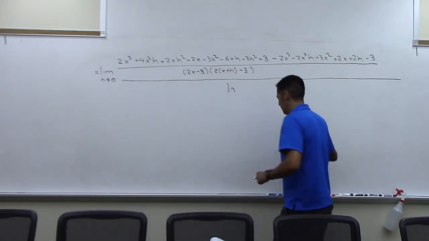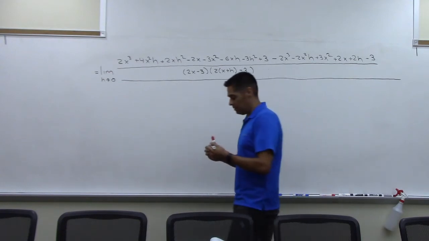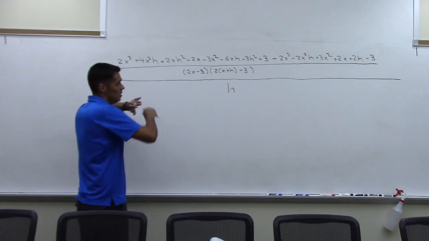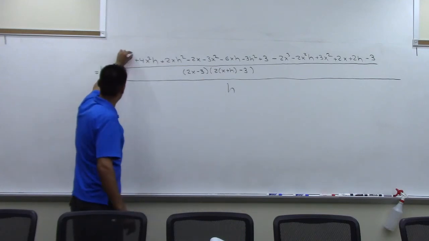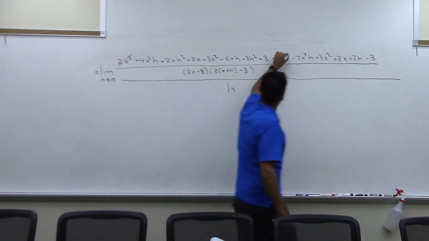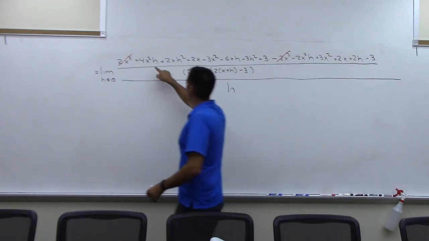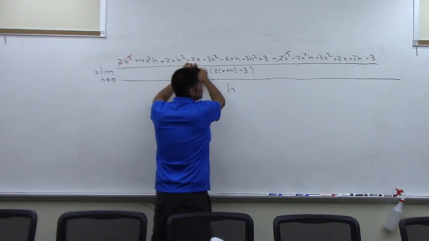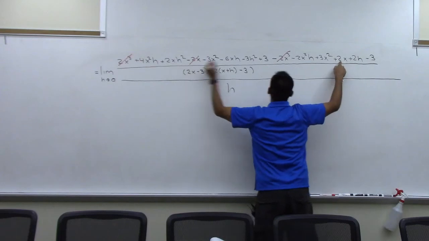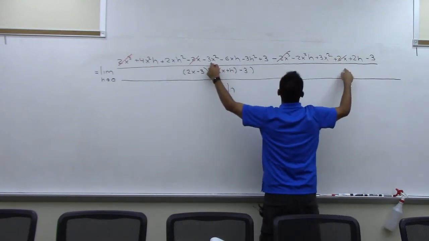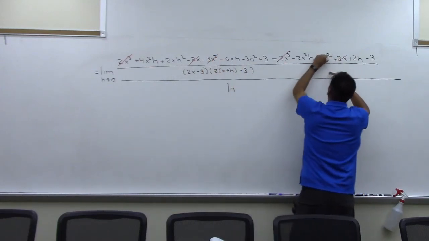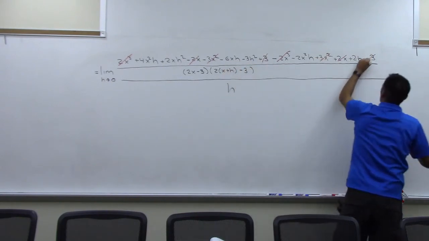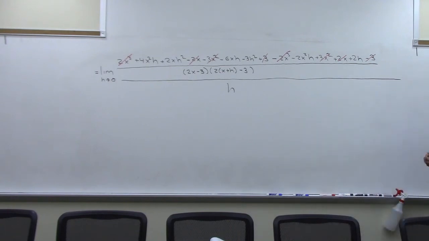Now, I'm hoping for some cancellation here. I'm counting on it. 2x cubed, this better go away because it doesn't have an h in it. And I need nothing but h's left up here, so this is gone. Okay, this one might still be here. Let's see the things that don't have h's. Minus 2x plus 2x. Let's see, minus 3x squared plus 3x squared. That has an h in it. 3 minus 3. Okay, so everything that didn't have an h does cancel.